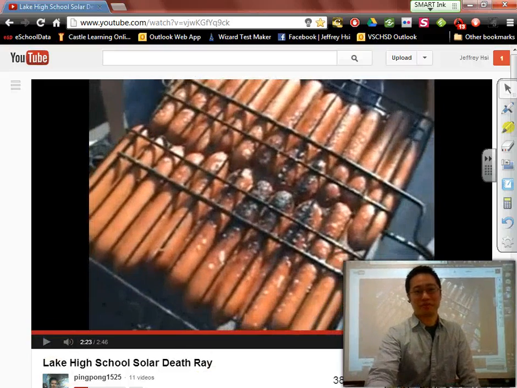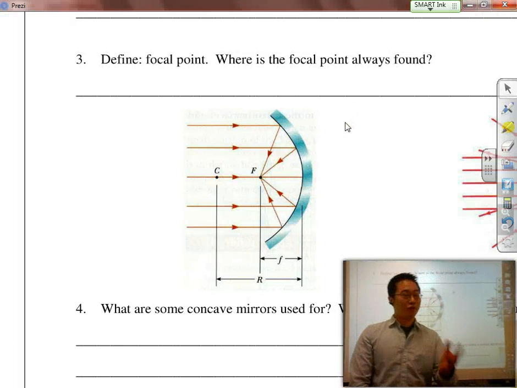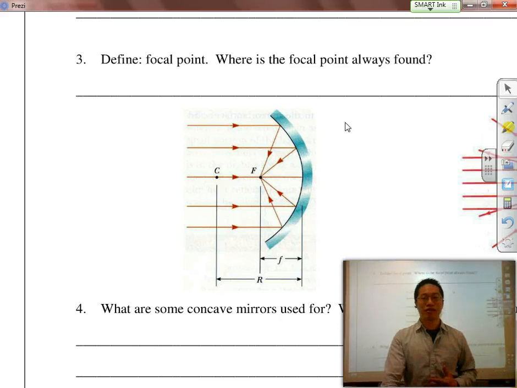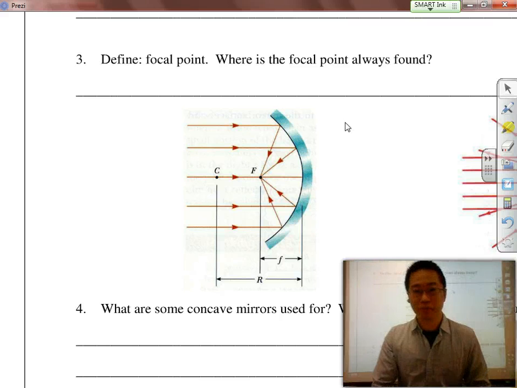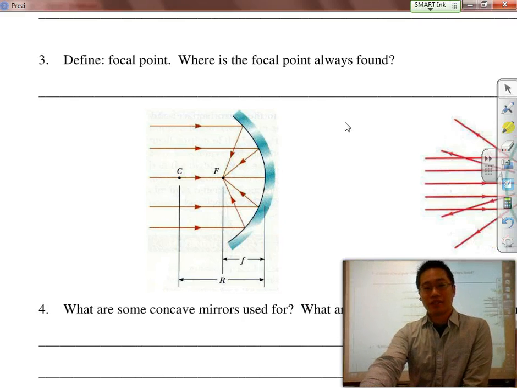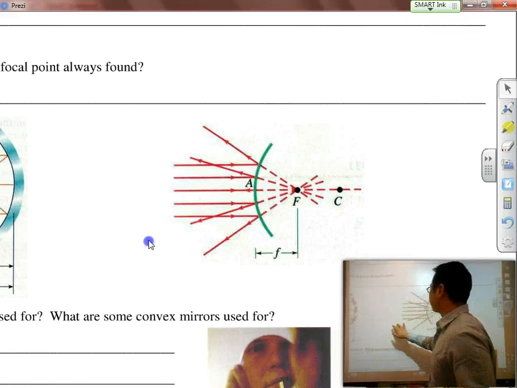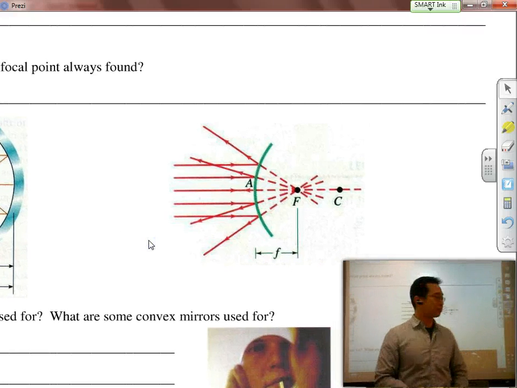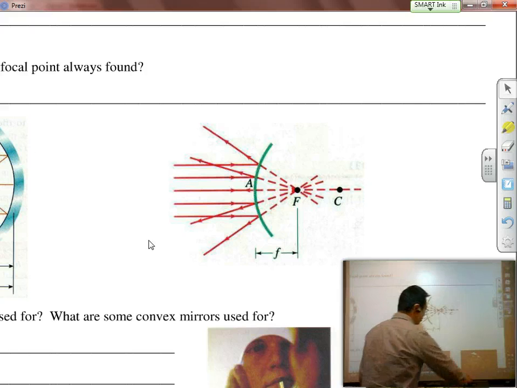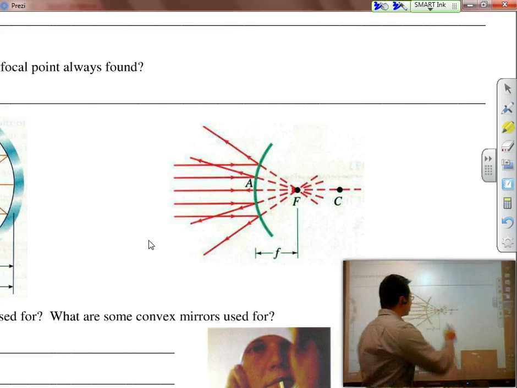Okay, so the focal point is where all the parallel rays of light will come together. Now, if we take a look at the convex mirror, though, it gets a little bit trickier. You see, with a convex mirror, or a diverging mirror, the way it's based, all the rays are going to diverge away from each other.